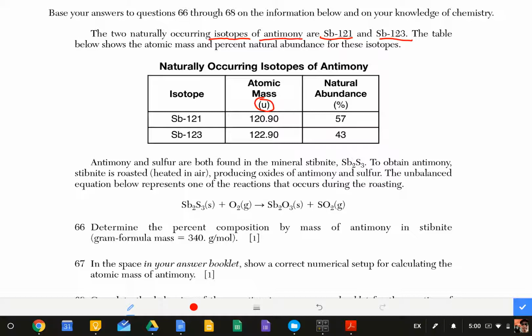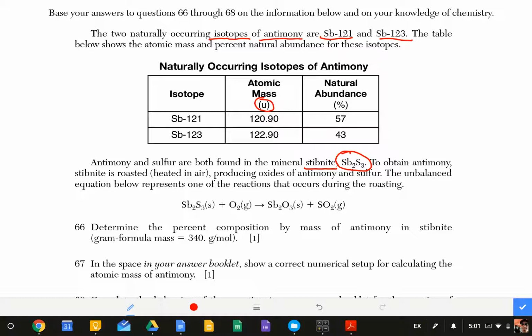Continuing reading, antimony and sulfur are both found in the mineral stibnite, which is the compound. The ratio in the compound is there are 2 moles of antimony for every 3 moles of sulfur. So that rock, stibnite, is basically antimony sulfide. And since the rock is called stibnite, that's actually where antimony gets its weird symbol Sb from. So an element can be named after the rock, the mineral where we find it in the earth.